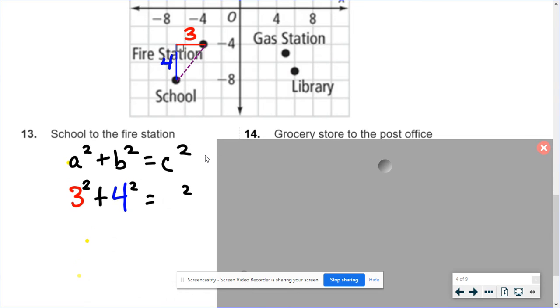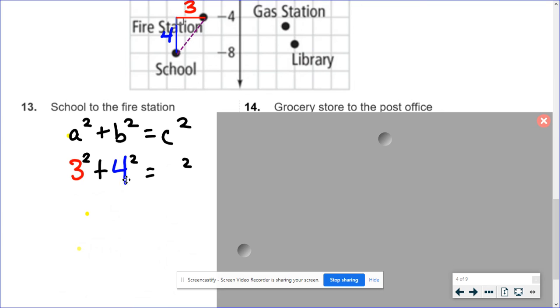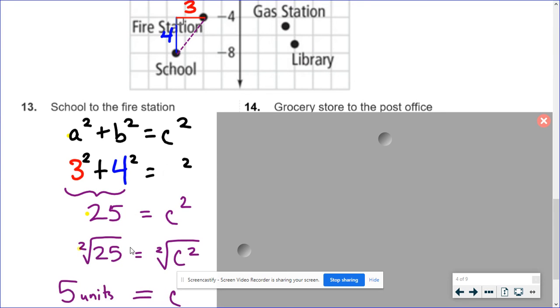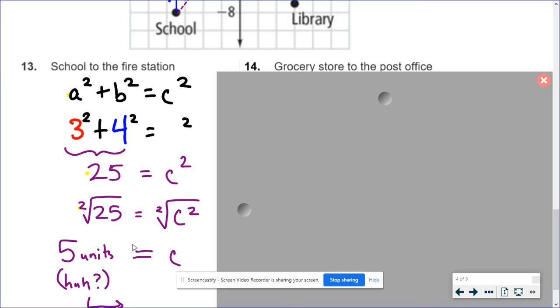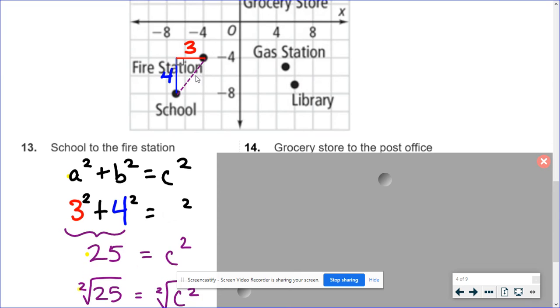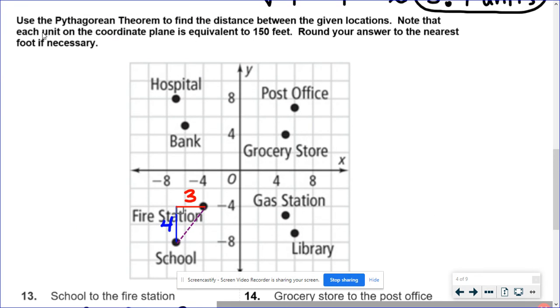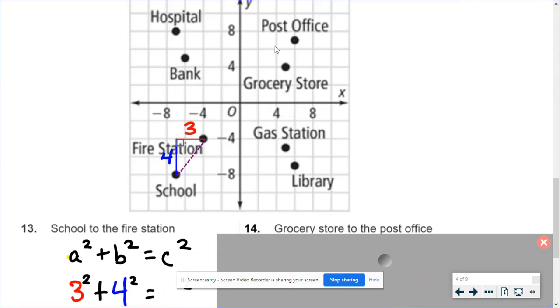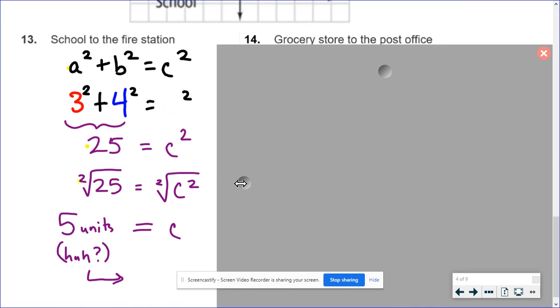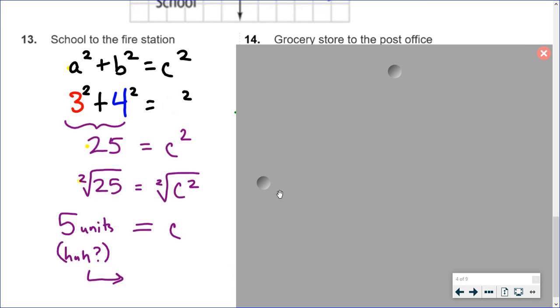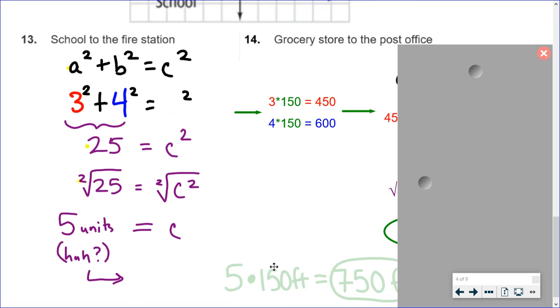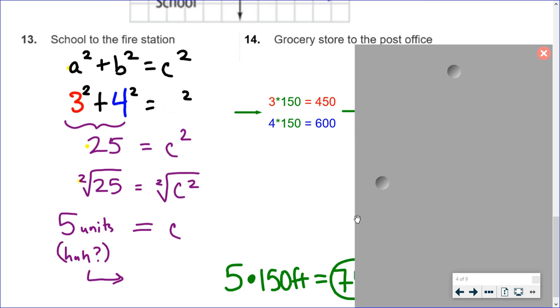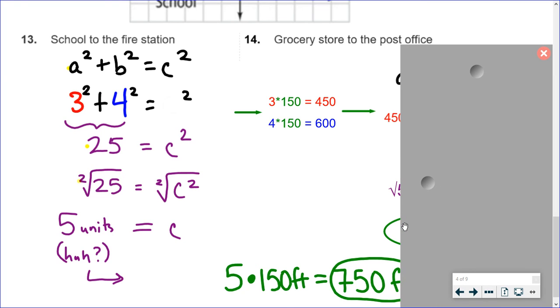And now this is going to look very similar to what we've already done. 3 squared, 4 squared, put those together, take the square root, and 5 units? How can the distance from a school to a fire station be 5? Oh, we'll go back to those directions. It said each unit is the same as 150 feet in real life. Now, I'll give you 2 different choices to convert this to real life. Choice number 1, take 5 units and multiply it by 150 feet. That makes 750 feet.